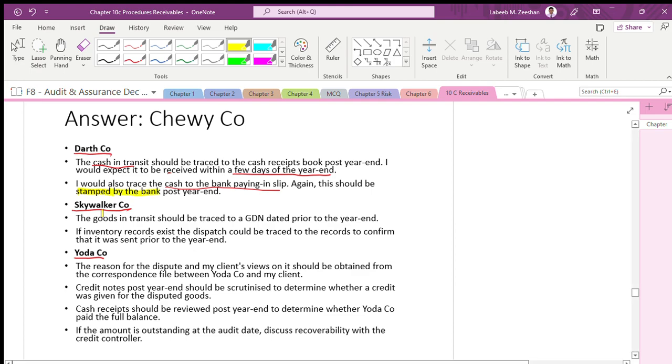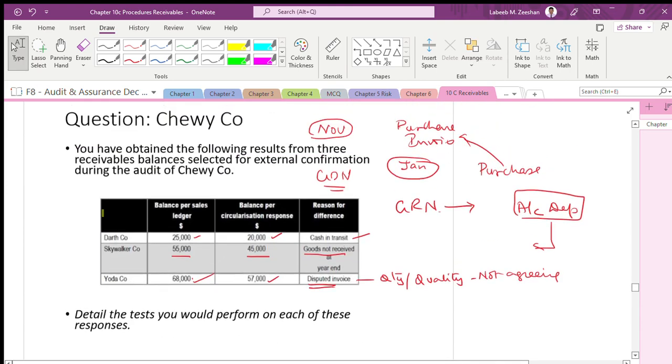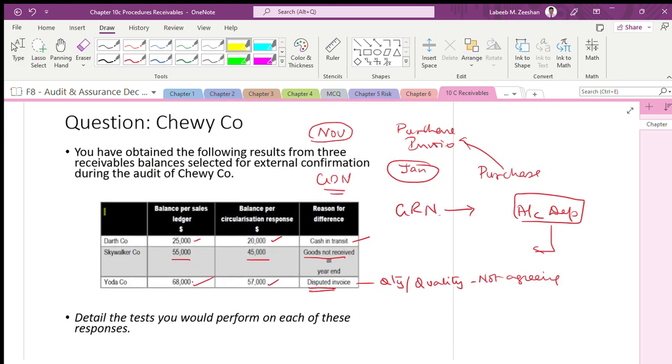Then only we can agree that it is a cash in transit. Second one, the goods in transit. Once the first one is cash in transit, it should be traced to what? Goods delivery note. That's what I have mentioned here. We are talking about the goods delivery note, and the goods received note. Goods delivery note will be related to what? Related to sales. Goods received note is related to what? It is related to purchases.